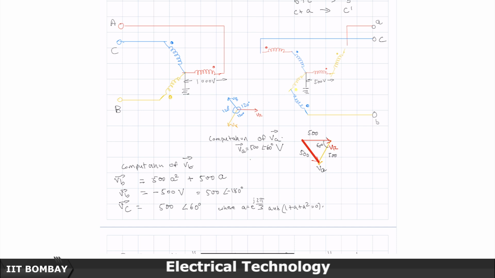Now, let us look at VB. Instead of doing it by geometry, I will do this algebraically. So, I have got 500 VB. So, for the B phase, what is this? This is 500 A square, and this is the C phase voltage. So, this is 500 A, where A is e to the power j 2 pi by 3, but then you can take 500 common and this becomes A square plus A, which is equal to minus 1, because 1 plus A plus A square is 0. So, you get VB as minus 500 volts, which is the same as saying 500 at an angle of minus 180 degrees.